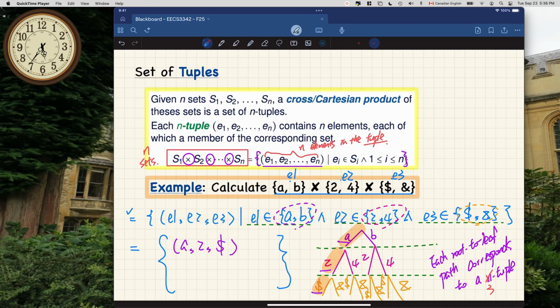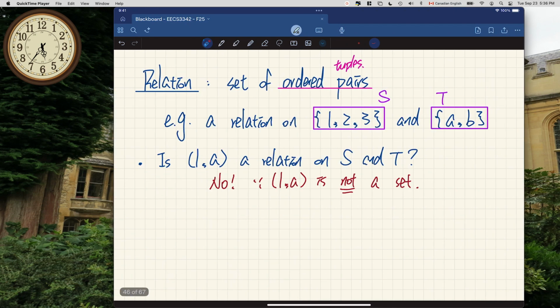And I also talked about how you can enumerate the set of cross products systematically using a tree. Okay, so that's also something we spoke about. And we kind of stopped here, right? So, just talk about relation. Let me get back to this a little bit later.